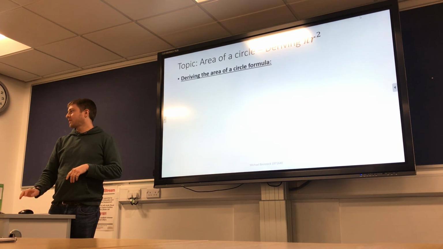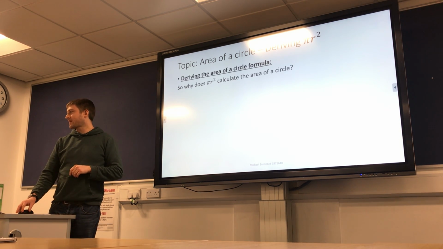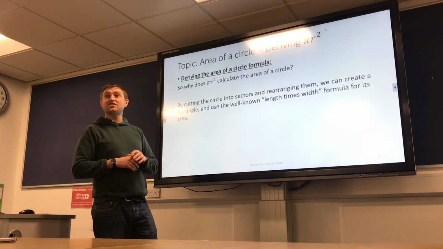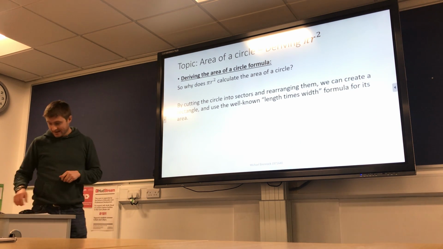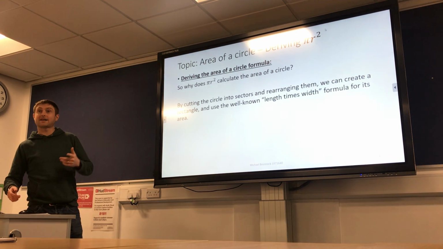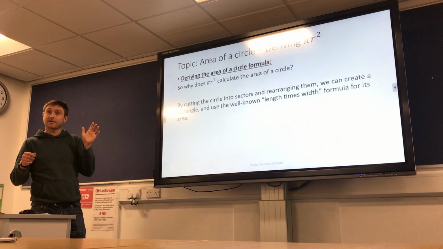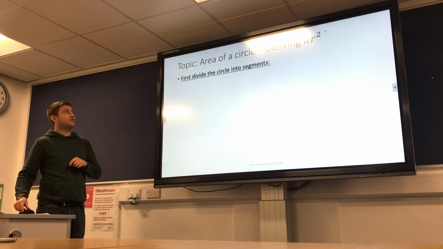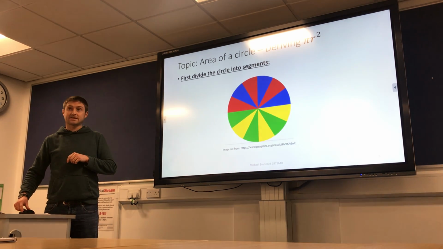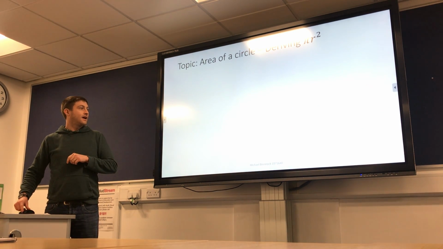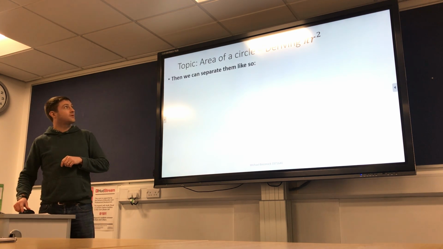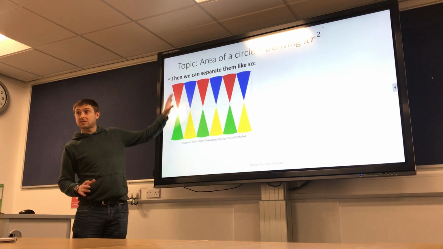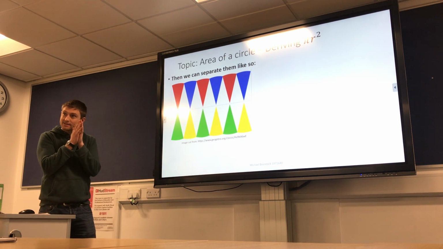Believe it or not, pi r squared calculates the area of a circle when we cut the circle up and change it into a rectangle. Then we can use the normal rectangle formula of length by width. Let's have a look at how that works. First, we divide it into segments, like this. We can separate them out like that. This is the whole circle, just cut into pizza slices.